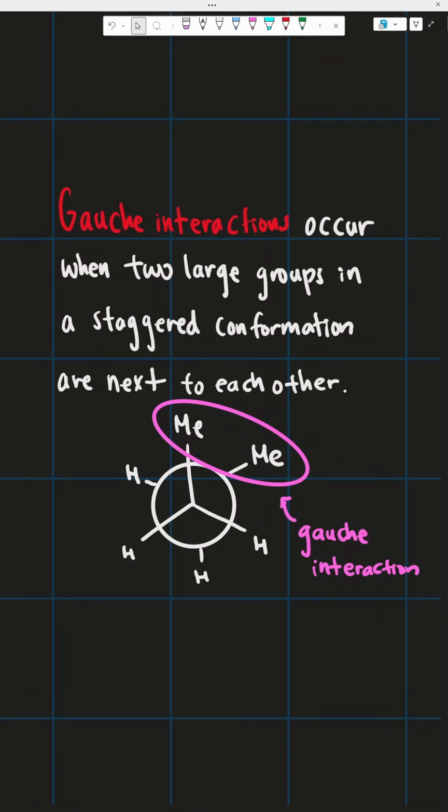Now looking at the staggered conformations, we can determine their relative stability by looking at gauche interactions. Gauche interactions occur when two large groups in a staggered conformation are next to each other, so in our case the alkyl groups, and they are close enough to each other that they generate torsional strain. This slight crowding destabilizes the conformation.